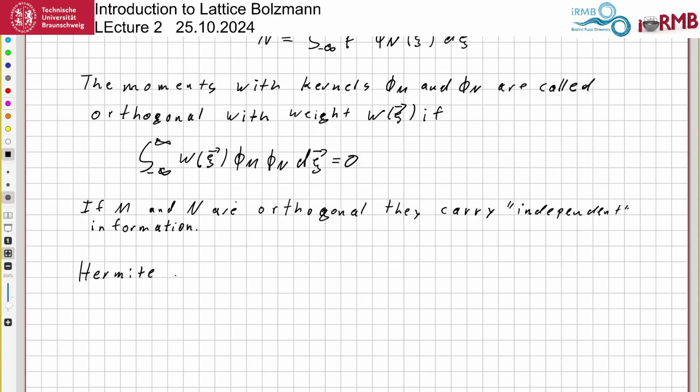One application here, one of the better choices, is to use the so-called Hermite polynomials. The Hermite polynomials have the idea that we attempt to make them orthogonal in the equilibrium.